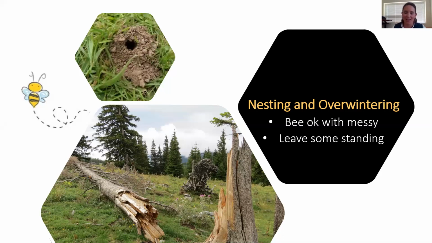So leave things piled up, leave things standing. A great example is sunflower stalks. Those can be used by bees to burrow into and lay their eggs in. If you want a cleaner looking garden over the winter, that's fine. Clean some of it up, but leave some. Just leave some of it standing.